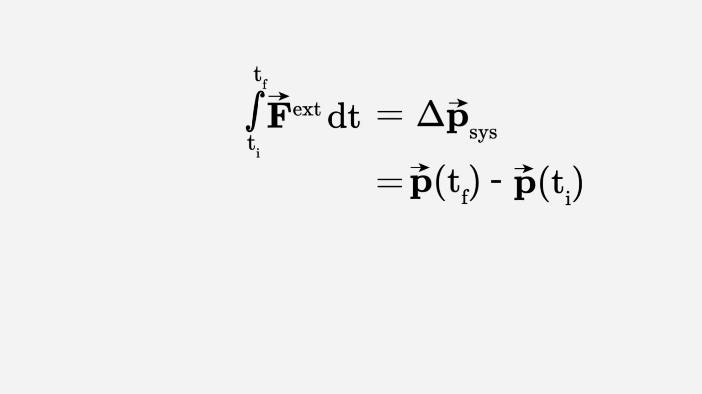In a situation where the impulse is zero, we have that the change in the momentum is zero. P initial is equal to P final. In other words, the momentum of the system is constant between some initial and final time. This is a vector equation, but in many problems, we can set up our coordinate system so we only have to consider one dimension.